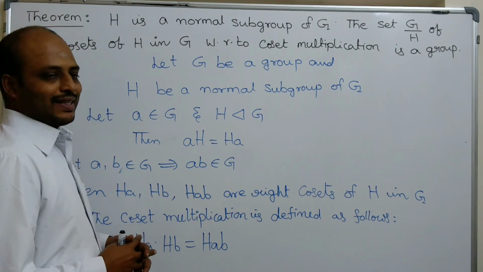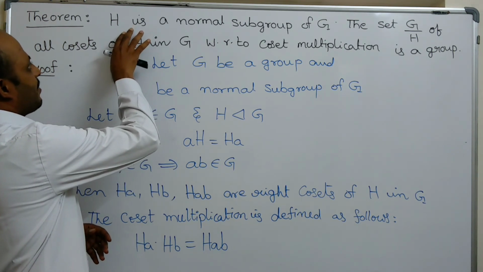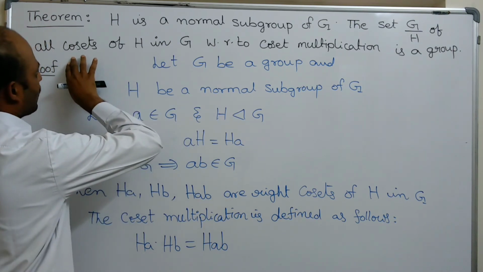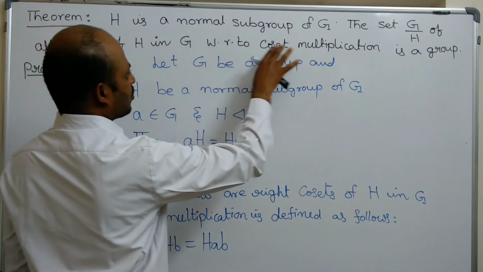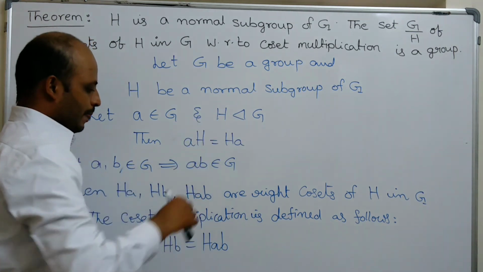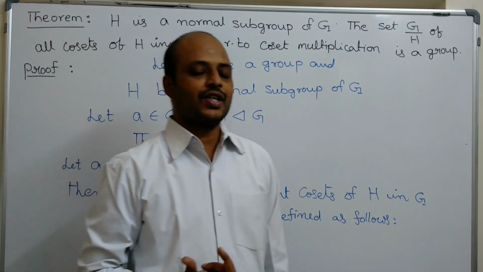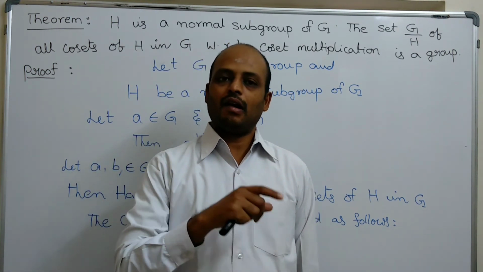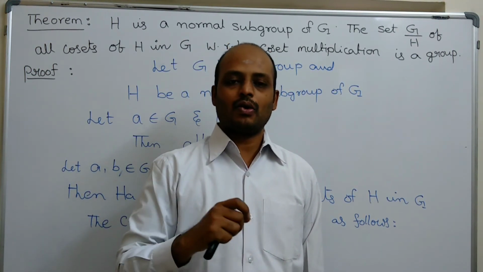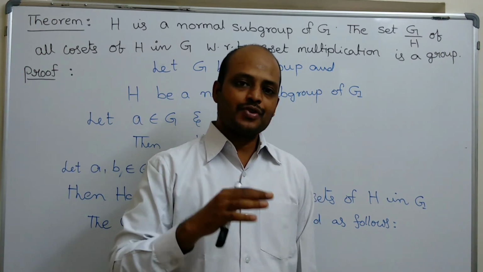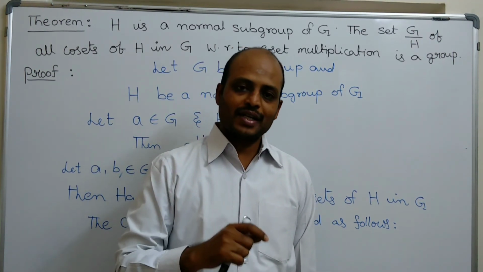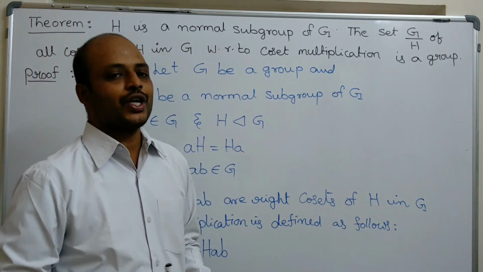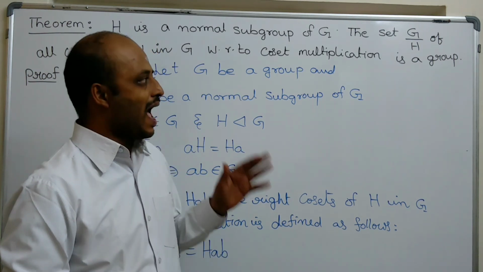In this class, we prove a theorem. The statement of the theorem is: H is a normal subgroup of G. The set G by H of all cosets of H in G with respect to coset multiplication is a group. In the previous class, we learned a definition which is known as quotient group or factor group. The set of all cosets of a normal subgroup forms a group with respect to coset multiplication. That group is known as factor group or quotient group. We prove the definition as a theorem.